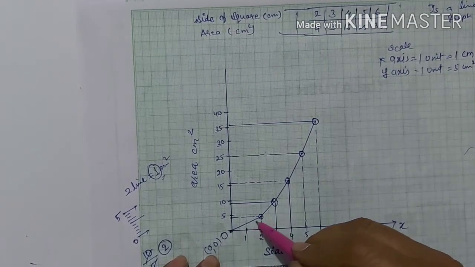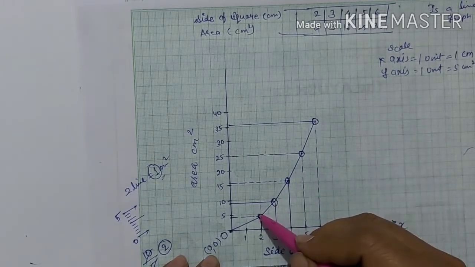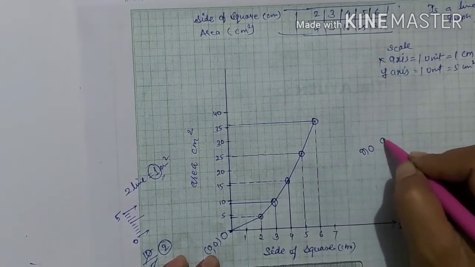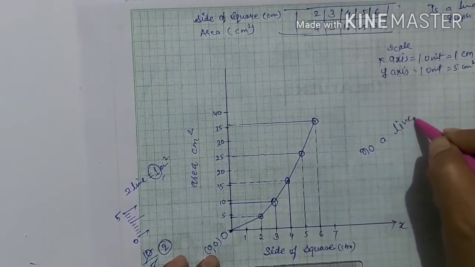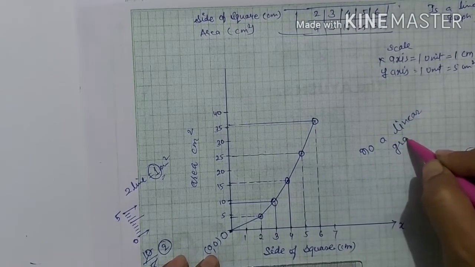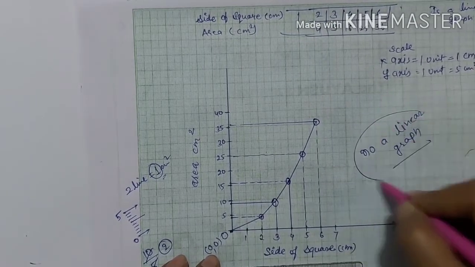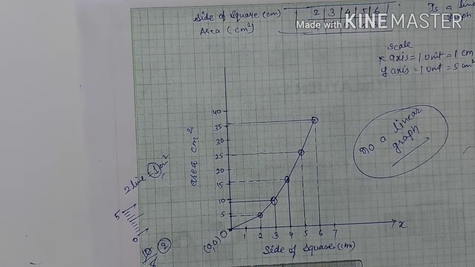Now after joining, make a curve. It is not a linear graph. Okay, now finish the exercise.